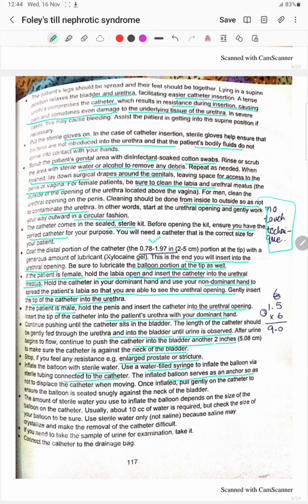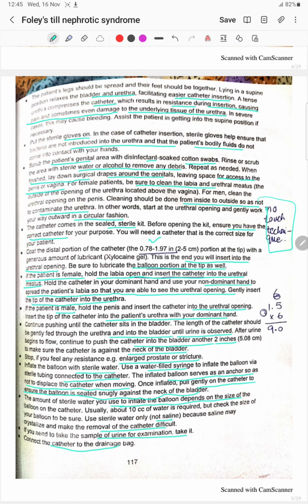The inflated balloon serves as an anchor so as not to displace the catheter when moving. Once inflated, pull gently on the catheter to ensure the balloon is sealed snugly against the neck of the bladder. The amount of sterile water used to inflate the balloon depends on the size of the balloon on the catheter. Usually about 10 cc of water is required, but check the size of your balloon to be sure. Use sterile water only, not saline, because saline may crystallize and make the removal of the catheter difficult.